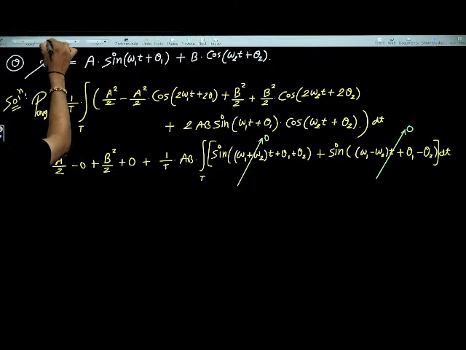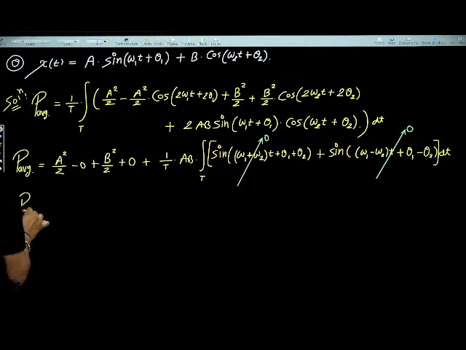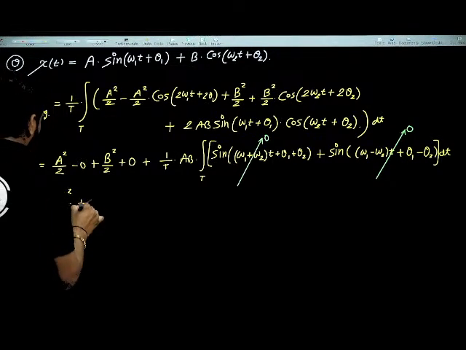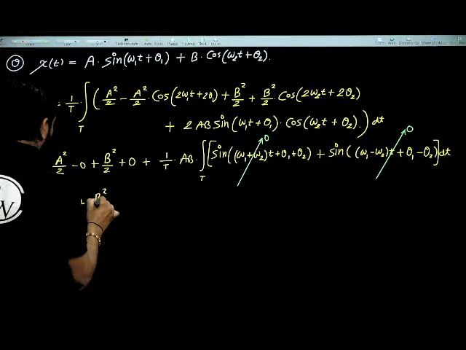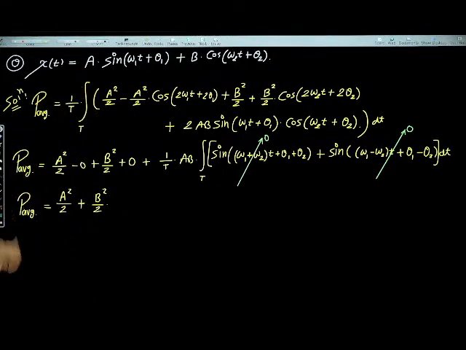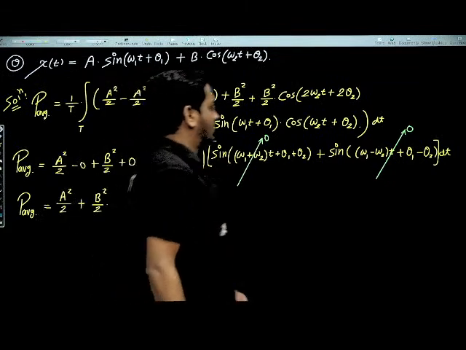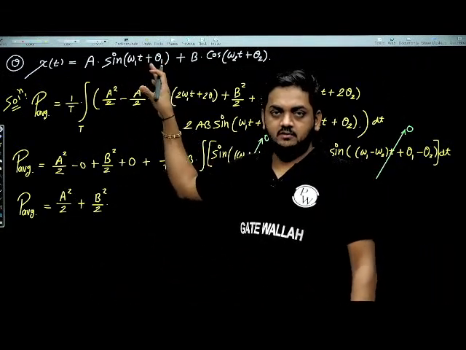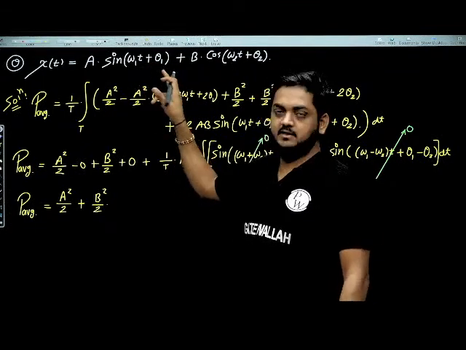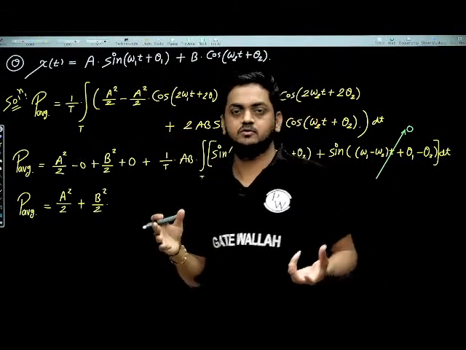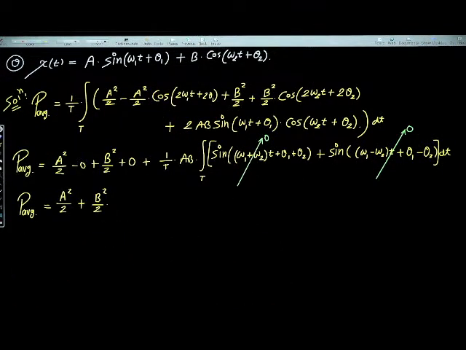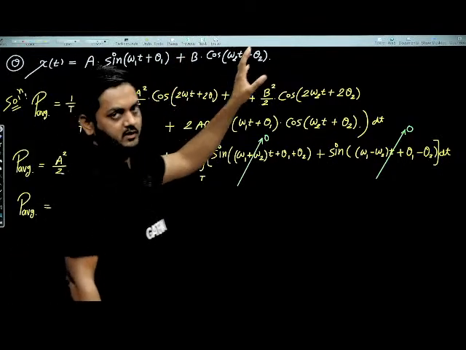So the average power is given by a square by 2 plus b square by 2. Again we can say it is the sum of the individual signal power, yes or no. So sinusoidal functions with different frequency, different phase angle. Here if the phase angle is also the same, then there is no difference in the answer guys, there is no change in the answer.